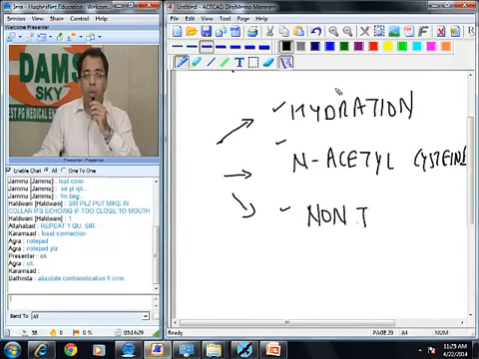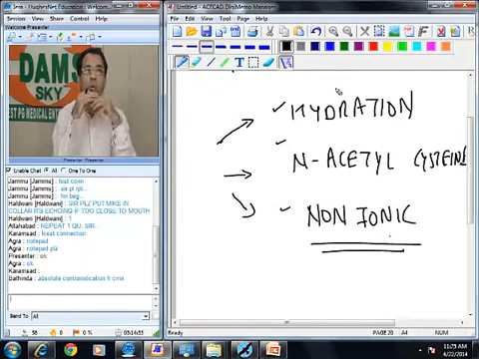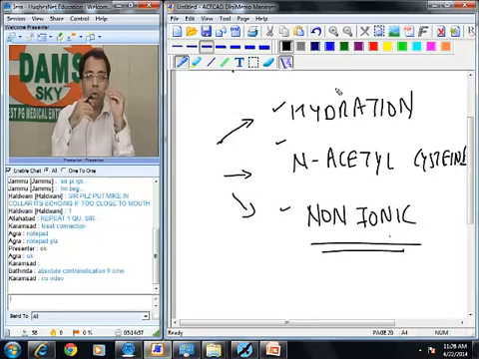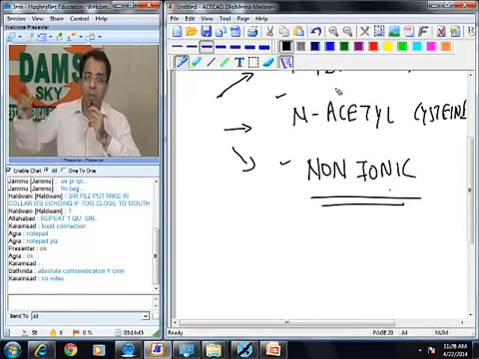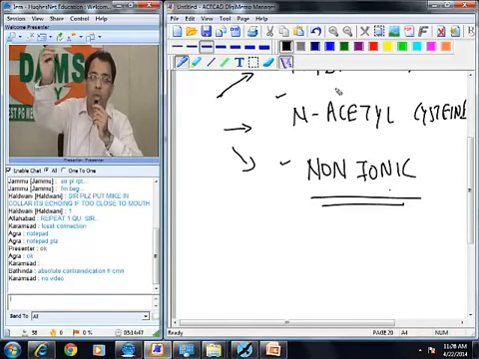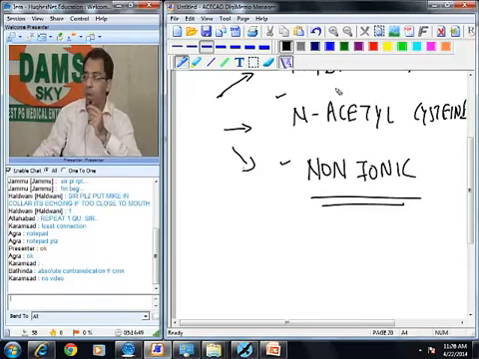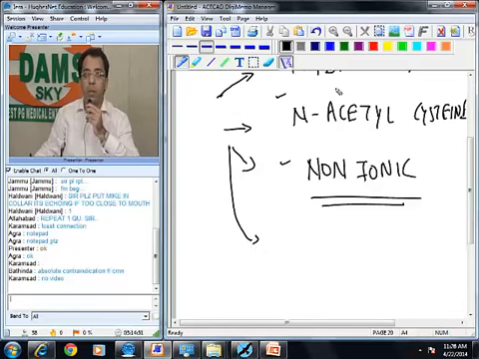Preferably use non-ionic contrast. Please remember, there are two types of iodinated contrasts, ionic and non-ionic. Out of these, we prefer non-ionic contrast to prevent contrast nephropathy. If the patient is diabetic, you have to choose non-ionic contrast. Okay. Third thing, please remember, very, very important.